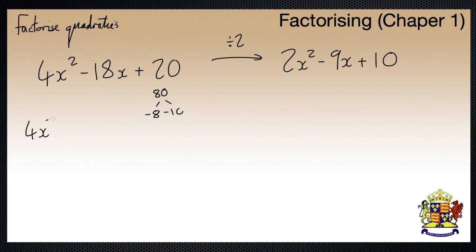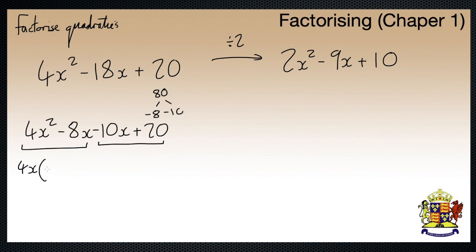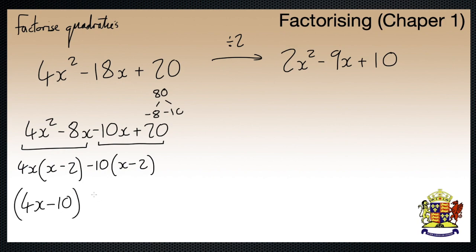Okay, 4x squared, let's expand that middle term. 4x squared minus 8x minus 10x plus 20. Factorise the first two terms. 4x brackets x minus 2 minus 10 brackets x minus 2. Notice how by taking a minus 10 out, this sign has to change to a minus 2, so that when I do minus 10 times minus 2, I get positive 20. So my factors are 4x minus 10 and x minus 2. Okay, now you might be thinking 4x minus 10, I could simplify that.